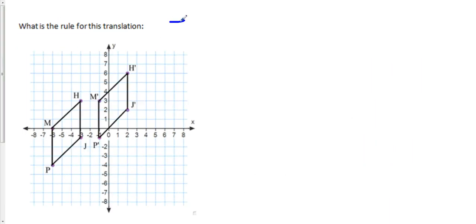What would the rule for this translation be? So if we started with all our values as x, y, and we wanted to find a rule to describe how they slid. Well, really you only need to go one at a time. So let's look at H. How does H move to H prime? Well, going left and right, we had to go 1, 2, 3, 4, 5 to the right. So 5 right.